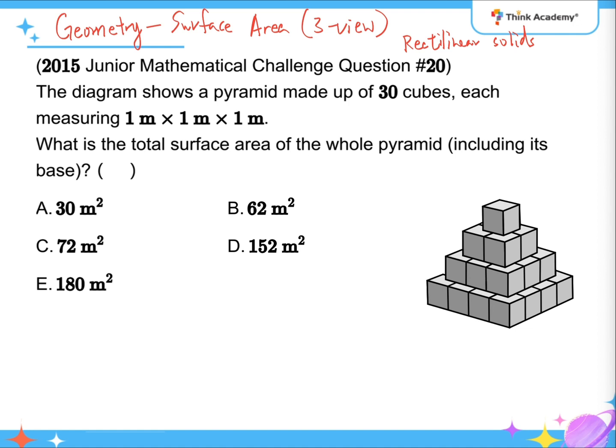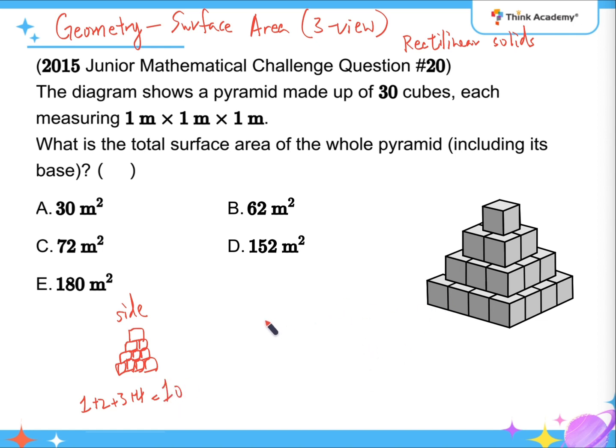surface area. So in this question, you can see that this pyramid is rotationally symmetrical, and all the 4 side views are going to be the same, right? Which is 1 square stacked on top of 2 squares, on top of 3 squares, on top of 4 squares. So that's going to be the side view. And the area of that side view is 1 adding 2, adding 3, adding 4, that's 10.